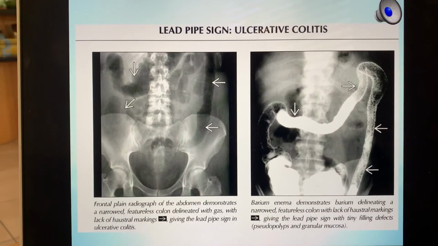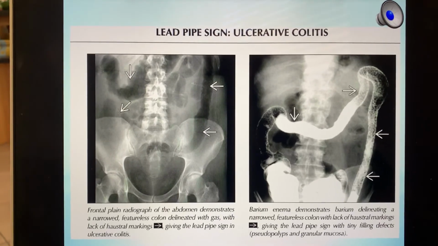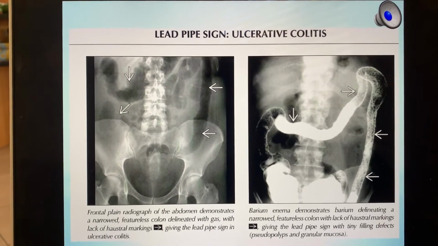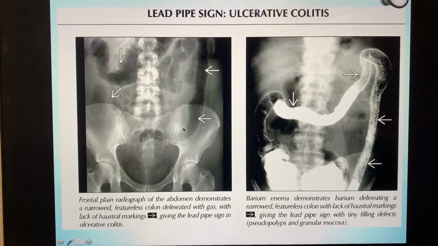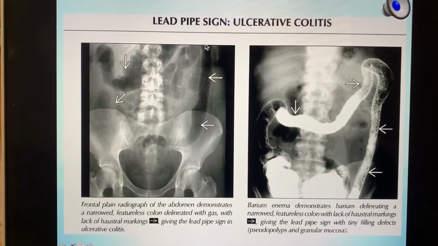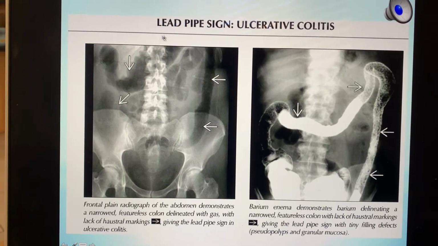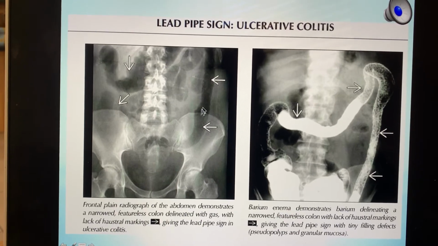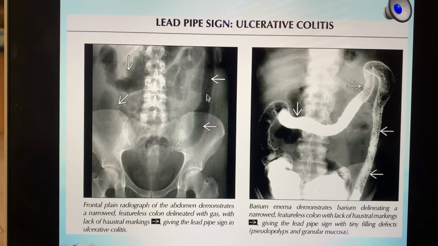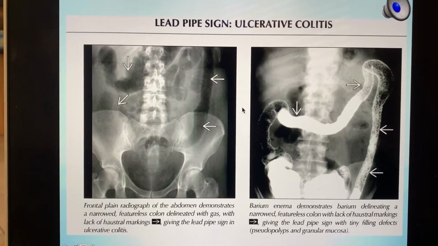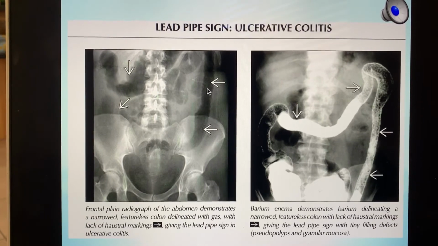On this slide, we have two radiographic images that show how ulcerative colitis is detected. On the left side, we have a frontal plane radiograph of the abdomen that demonstrates a narrow, fissureless colon delineated with gas with lack of haustral markings, giving the lead pipe sign in ulcerative colitis. You can see it in the arrows. It's pointing here in the arrows.